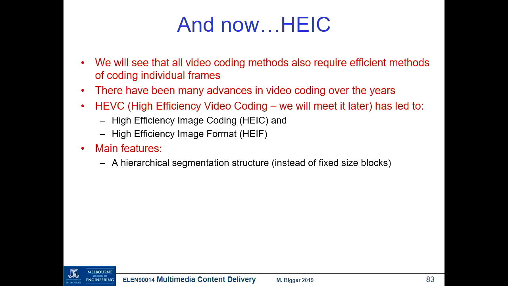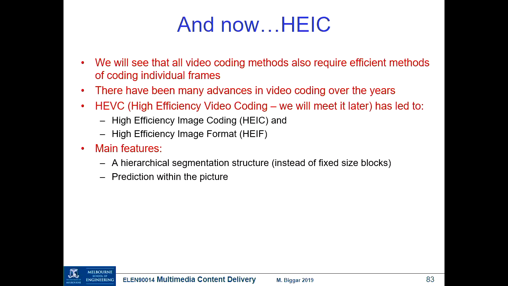So one is that instead of being limited to always using 8x8 blocks, it allows for a hierarchical segmentation structure. So if part of the picture is pretty uniform, then just use 32x32, and then another part of the picture might have large variations, so we split that into 16x16s or even smaller. So it allows for that adaptation to different block sizes. It also allows for prediction within the picture.